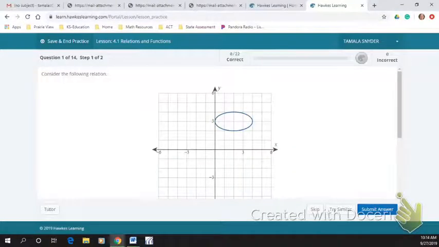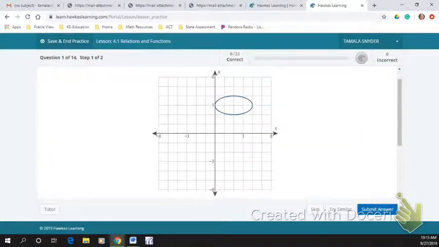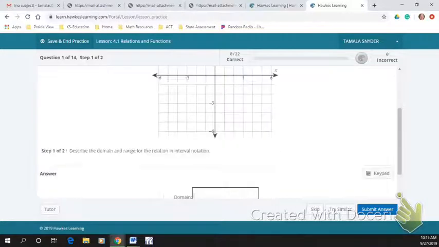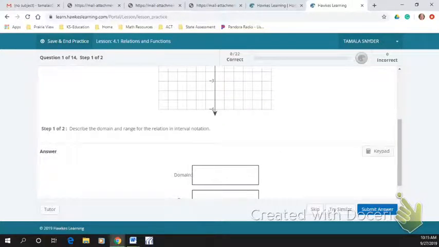So 4.1, if you're looking on your circle sheet, how did I do domain and range on this one? You just look at where it goes. Okay, so the oval exists between what two numbers on the x-axis? 0 to 4. The biggest mistake people make on these is they switch range and domain with each other. It exists on the x-axis from 0 to 4, so for your domain, you would put 0 to 4 in brackets.